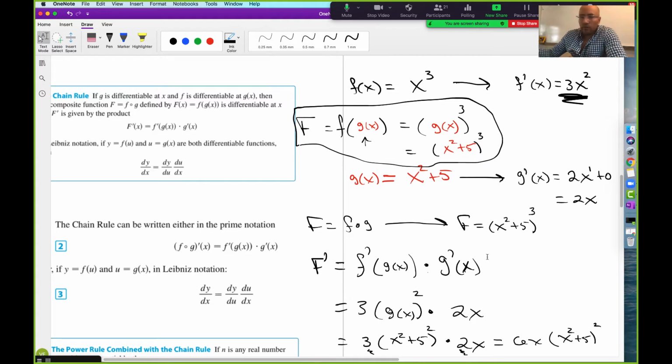Okay, I think I know what you're saying. So at this point right here, when you were finding the derivative of the lowercase function, you just copied this, 3x squared times 2x? Is that what you're saying? Yes. It seems like that's what I'm doing, yes. Okay.